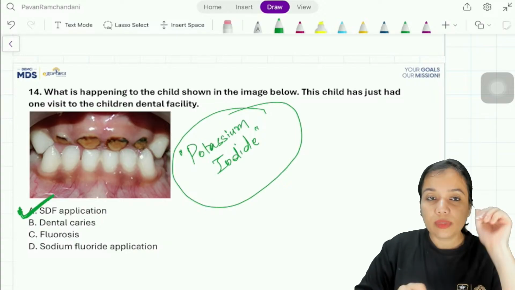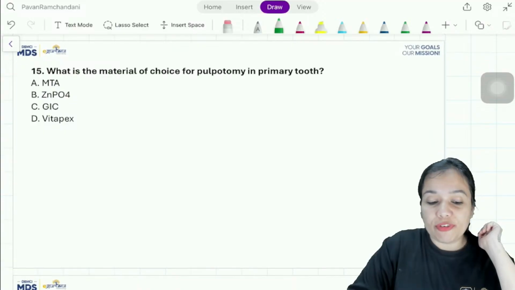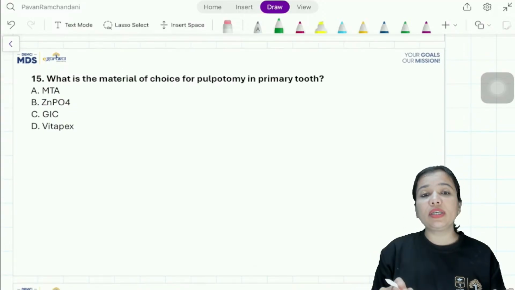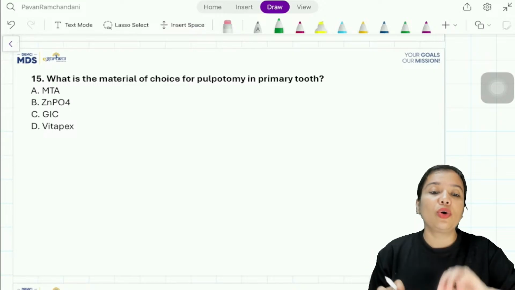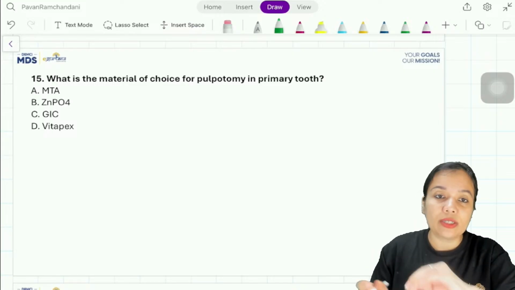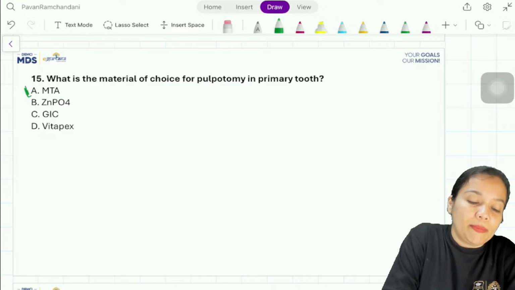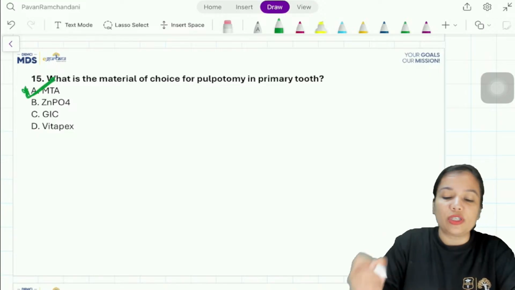Okay. Now we come to question number 15, which is, what is the material of choice for pulpotomy in primary tooth? So this is a repeat, I think. So you all know it is MTA. MTA is the material of choice for pulpotomy.